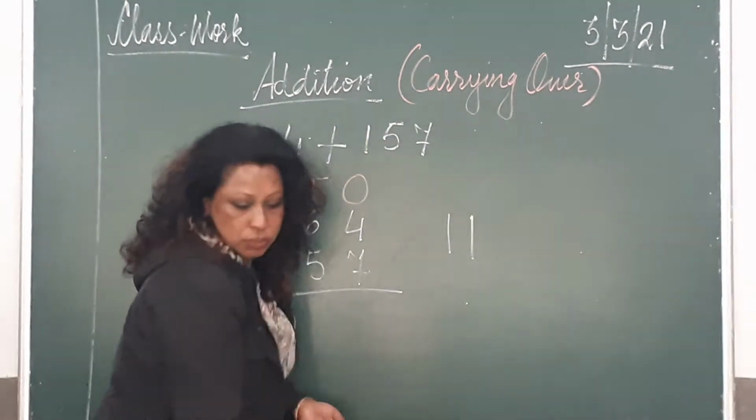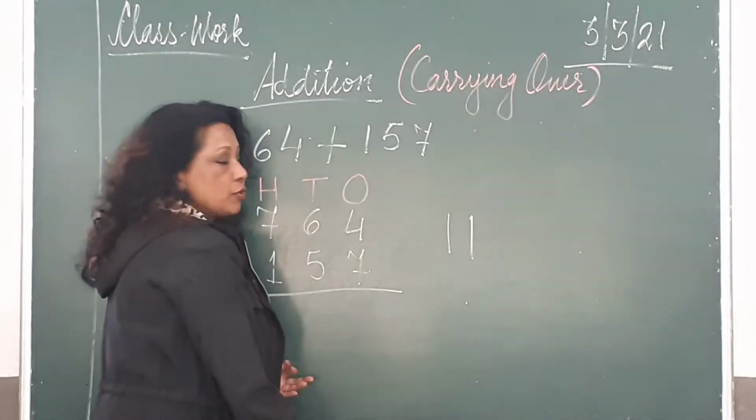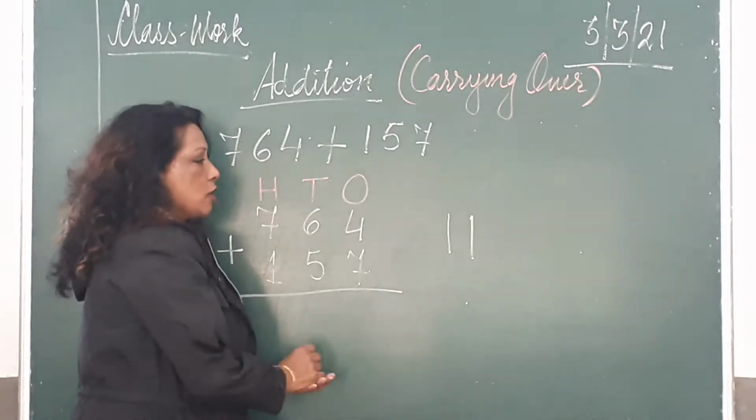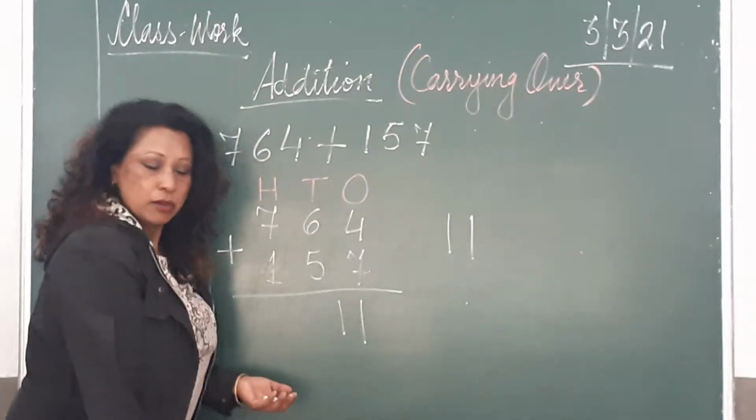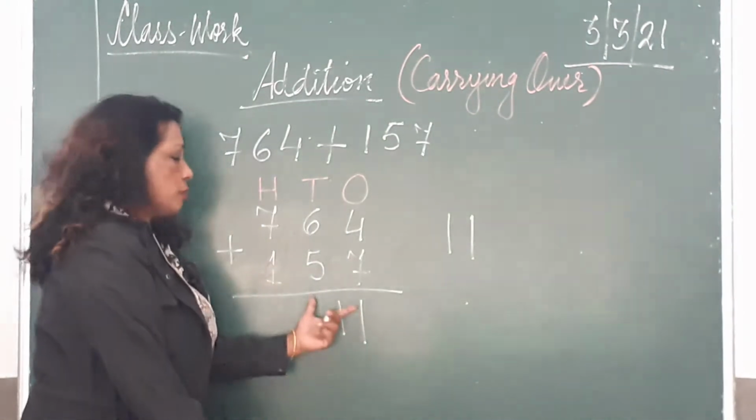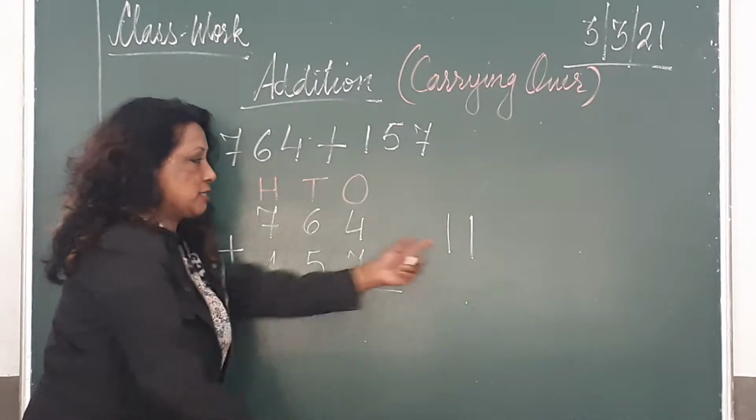So let me rub this. It will create confusion here. So the 2-digit number 11 we got after adding 4 and 7. Now we cannot write 2-digit numbers here. We cannot write 11 here. Alright. Only single digit numbers we are going to write. So what are we going to do? How are we going to place this number?